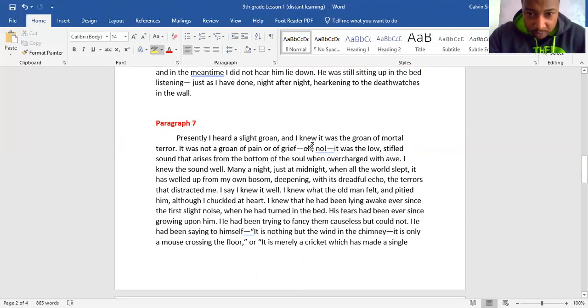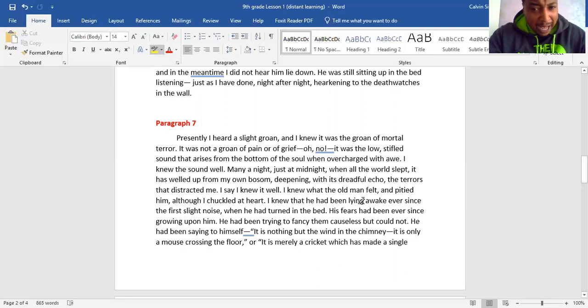"Presently, I heard a slight groan, and I knew it was the groan of mortal terror. It was not a groan of pain or grief. Oh no, it was the low, stifled sound that arises from the bottom of the soul when overcharged with awe. I knew the sound well. Many a night just at midnight, when all the world slept, it has welled up from my own bosom, deepening with its dreadful echo, the terrors that distracted me. I say I knew it well. I knew what the old man felt and pitied him, although I chuckled at heart."